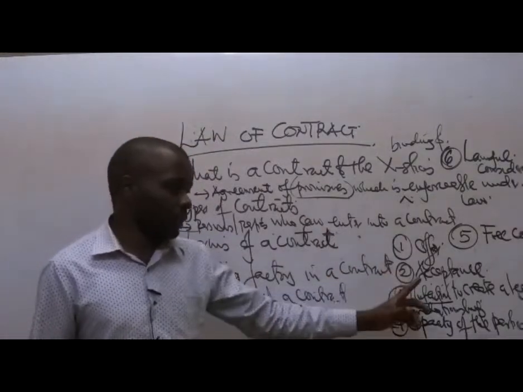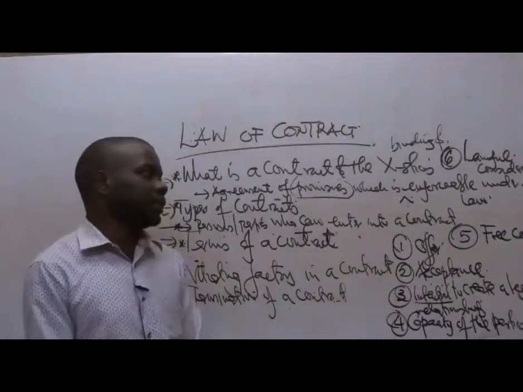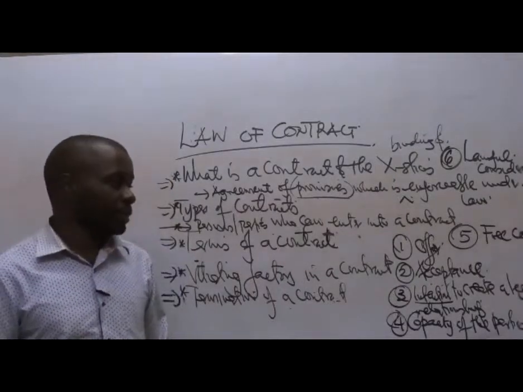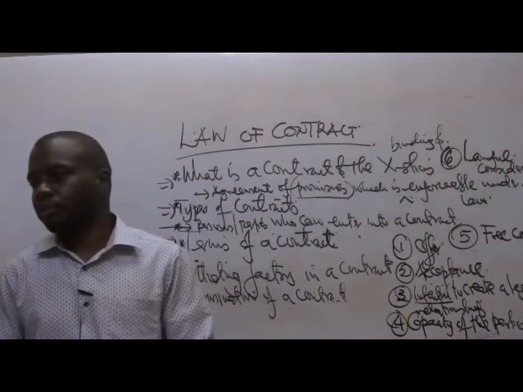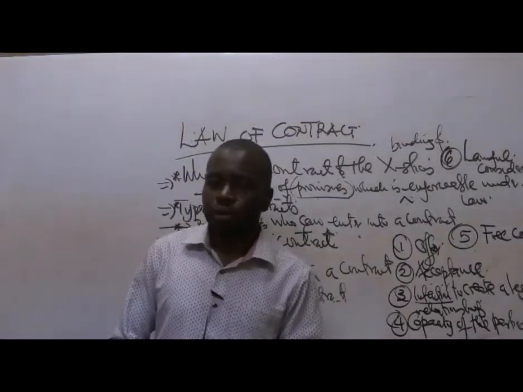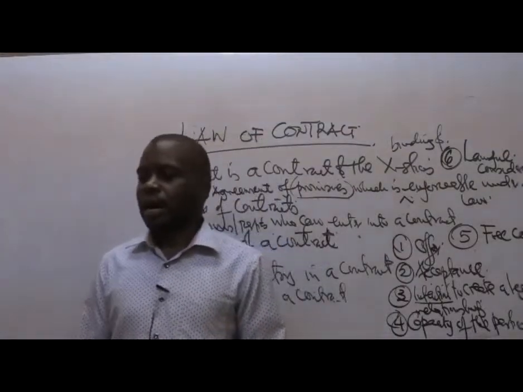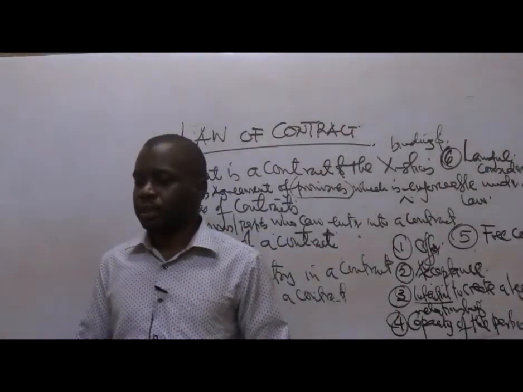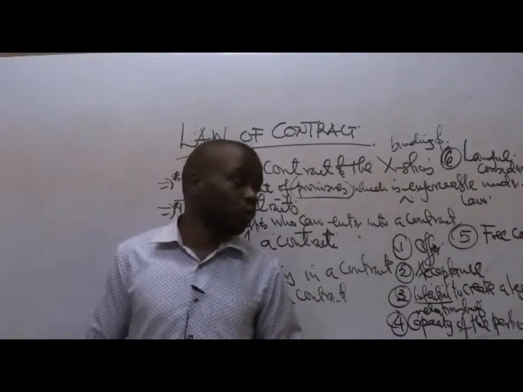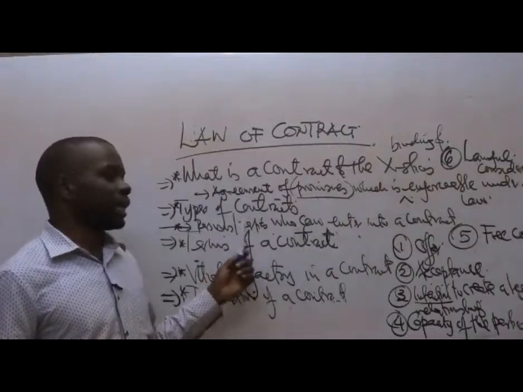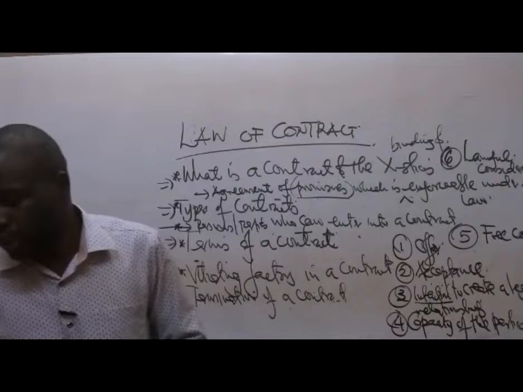There must be an offer and an acceptance. I think I've already explained that one. So those are the key essential elements that should be present before any form of agreement can be concluded as being a contract. We can take a 1 minute break before we continue with the types of contracts that we can have.